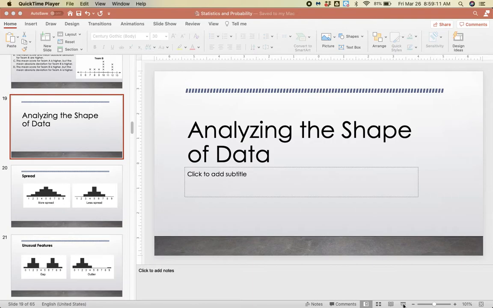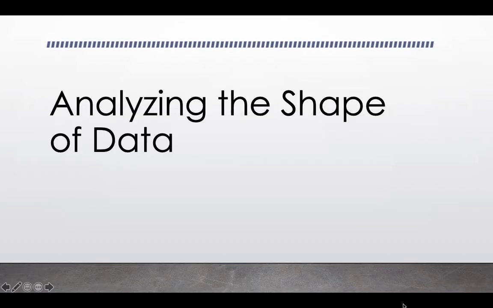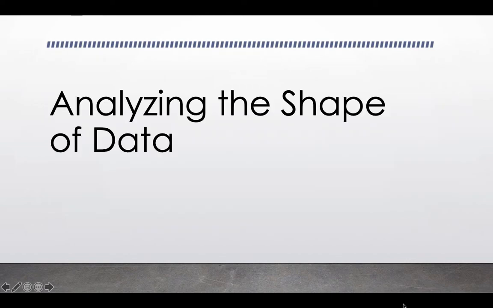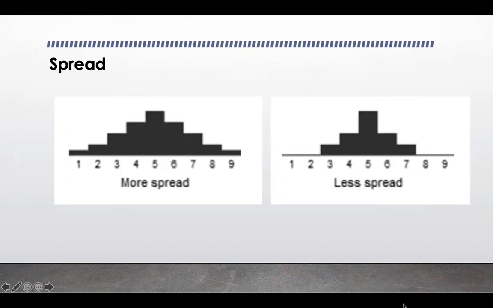We will talk about analyzing the shape of data when the data has been put into a graph or a chart. There are several different ways to analyze the shape of data. The first way is by looking at the spread of the data. This one is pretty clear: whether it is more or less spread depends on the range of the set of data. Clearly, a set of data that covers more values is more spread, and one that is spread over fewer values is less spread.